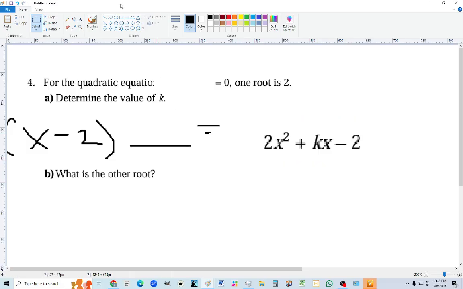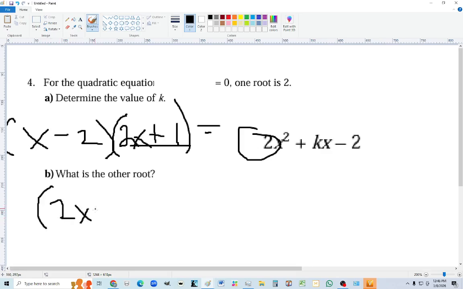Well, the only way this can come true is if when the minus 2 multiplies the number here, we get minus 2. That means this is plus 1. But because I have a 2 here, and because I have the root here, it's going to have to be 2x plus 1. It's either that, or it's going to be 2x minus 4 and x plus 1. So this is interesting. There could be two possible values for k.